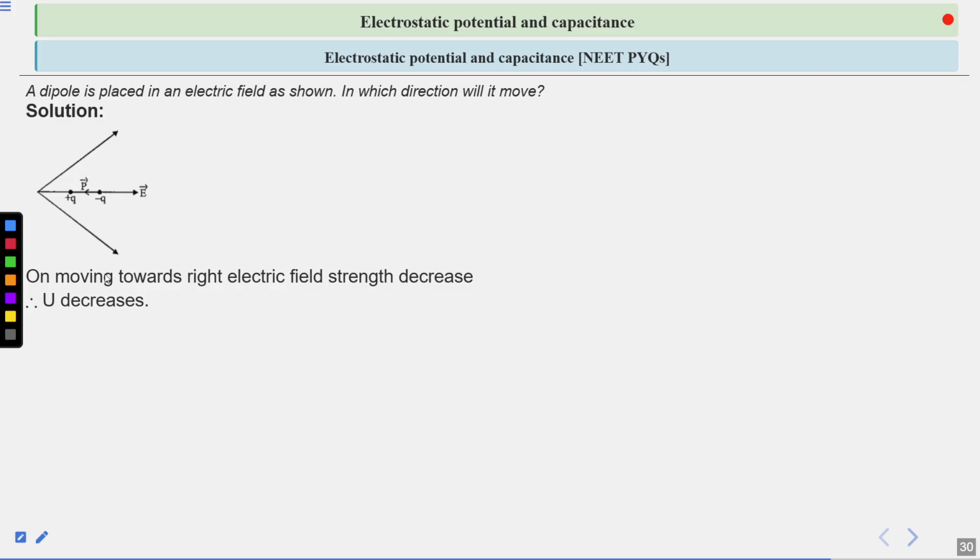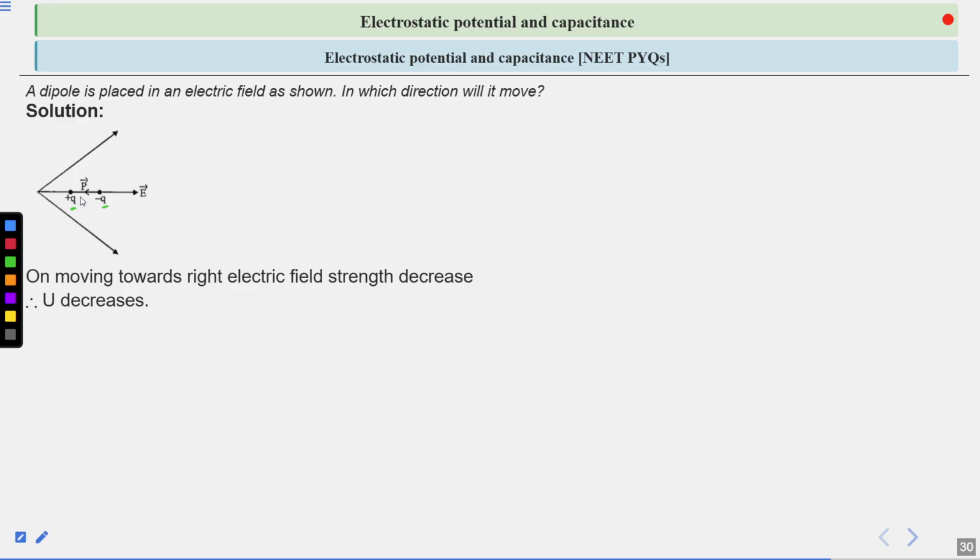So what about the torque? Is any torque applying on it? Torque is PE sin theta. Theta here is 180 degrees, and sin 180 degrees is 0. So no torque is being applied on this dipole. So in which condition does this dipole lie? In unstable equilibrium.